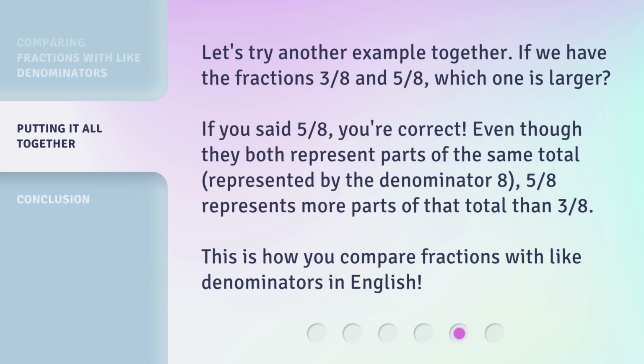Let's try another example together. If we have the fractions 3/8 and 5/8, which one is larger? If you said 5/8, you're correct. Even though they both represent parts of the same total, represented by the denominator 8, 5/8 represents more parts of that total than 3/8. This is how you compare fractions with like denominators in English.